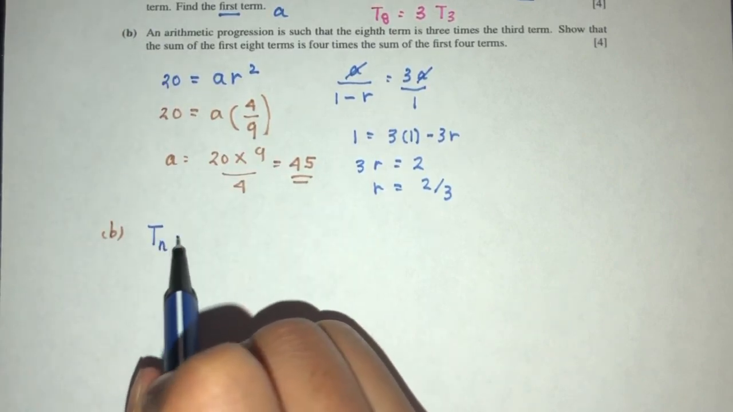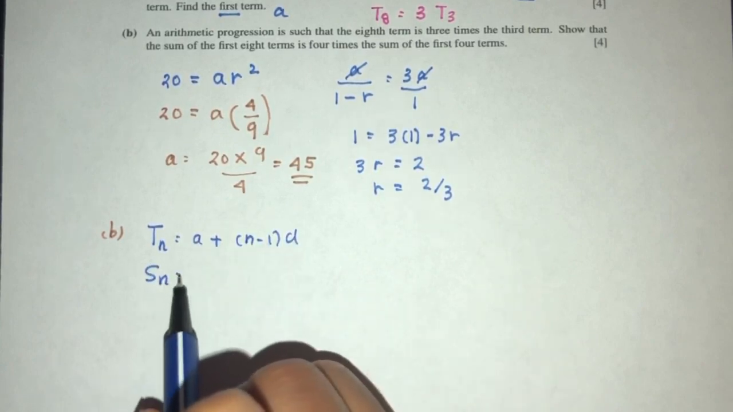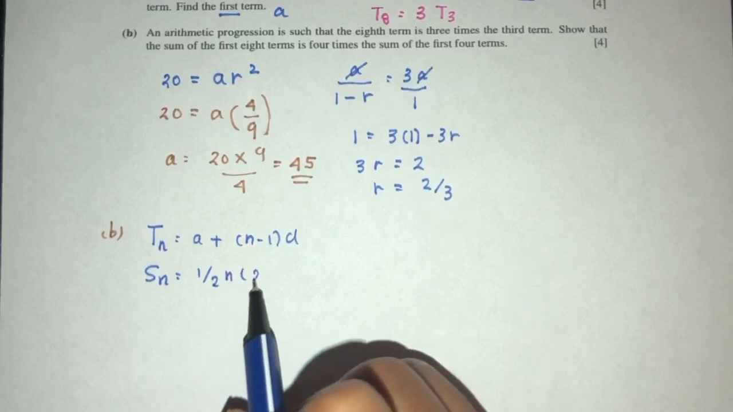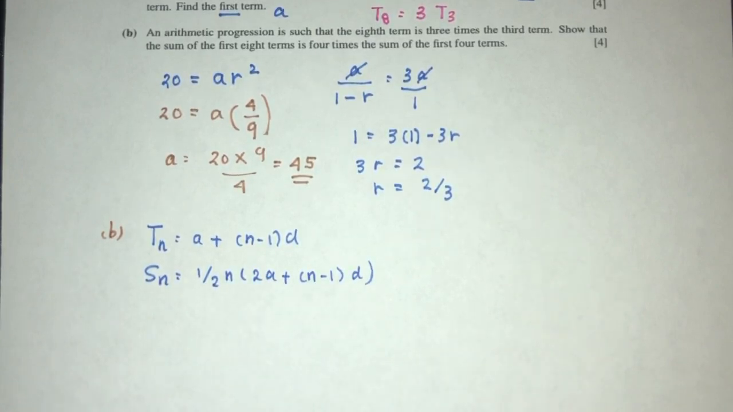So t of n is a plus n minus 1 times d. Sum of the first n is half times n times 2a plus n minus 1 times d. Again, this is given to you. You don't need to memorize, but however, if you can do that, please do so, so you don't have to waste time.